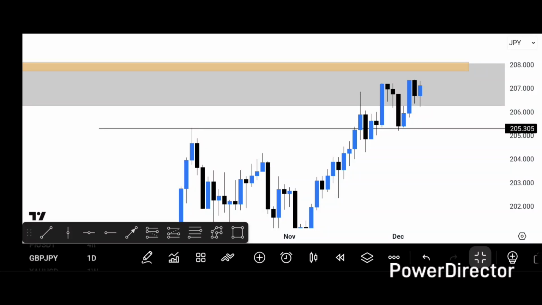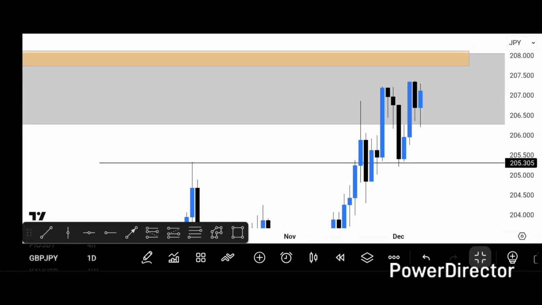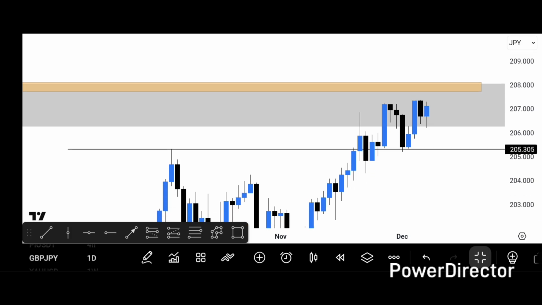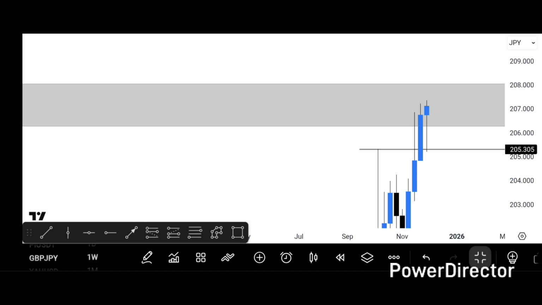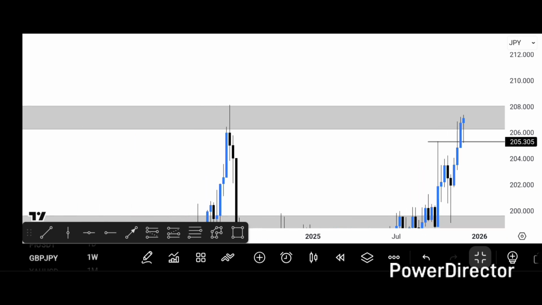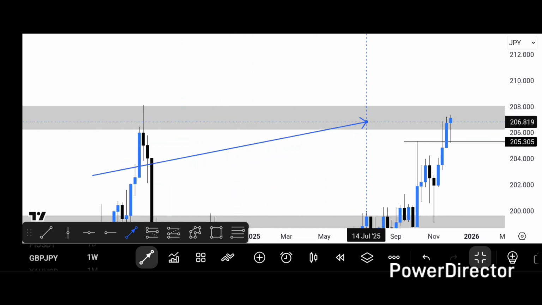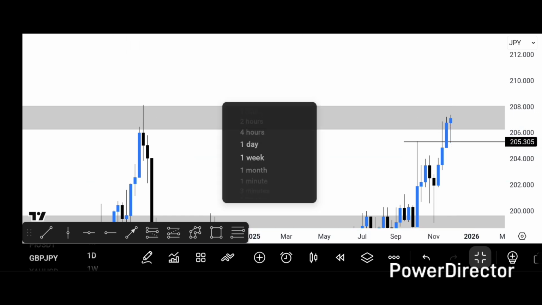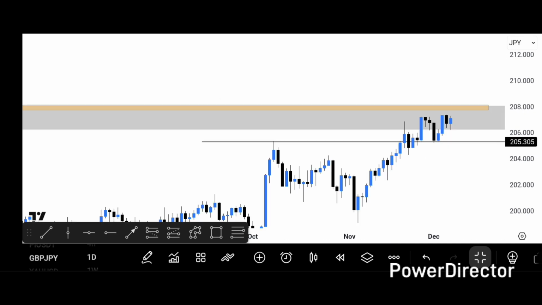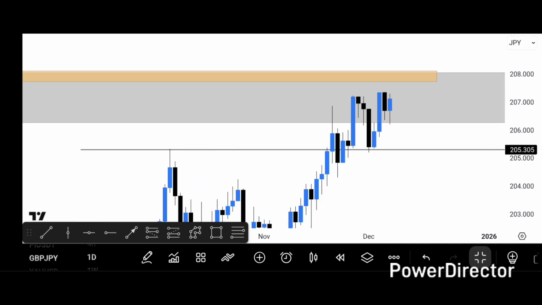This is my outlook for the coming week on GJ. So on the weekly time frame, we can see that price is still at this high and this resistance that we have here. This is a resistance zone here. This R zone is a resistance zone, and currently we are at this high on that resistance zone.